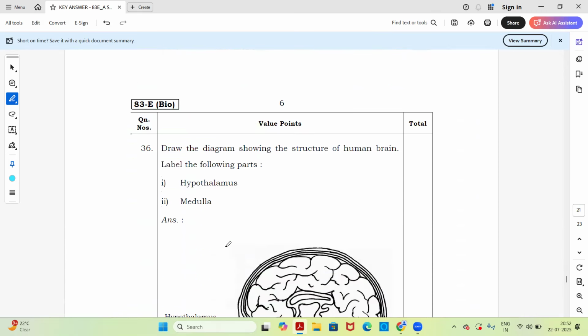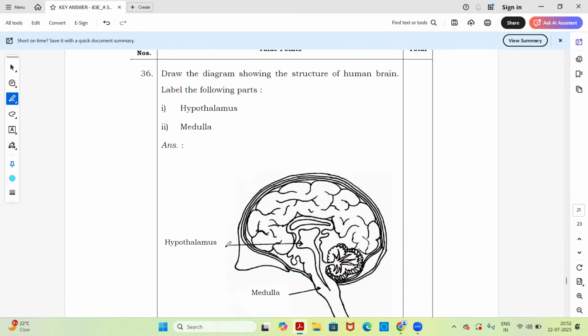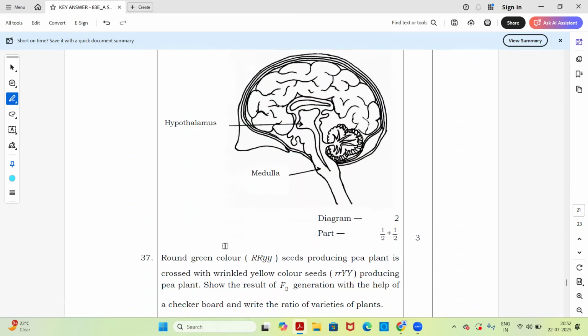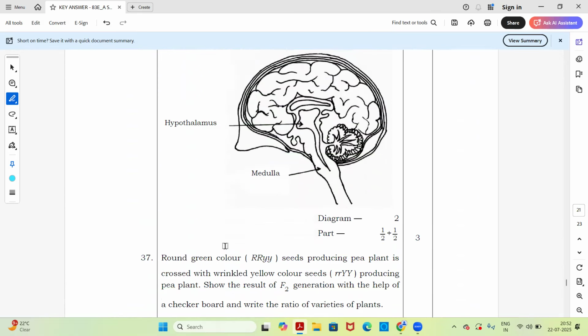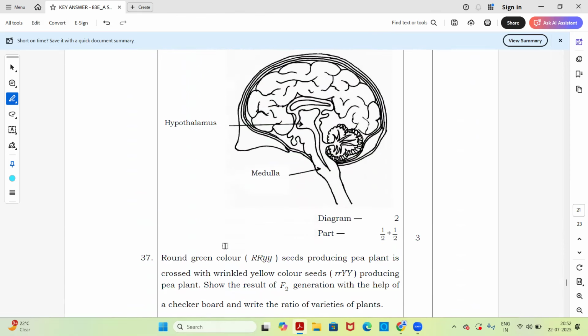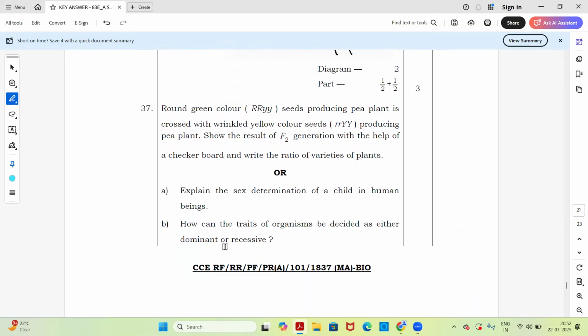Next is again a diagram showing the structure of the human brain. Label the following parts: hypothalamus and medulla. So this is the diagram. Again, the diagram carries 2 marks and the location of the parts carries half a mark each. You can practice diagrams so that you can score marks in this question also. Okay, moving to the next question.